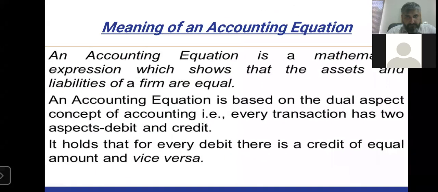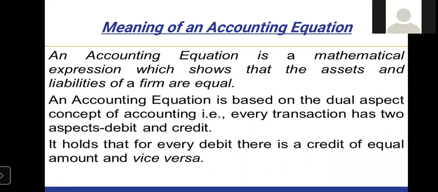Our first topic is the meaning of an accounting equation. An accounting equation is a mathematical expression which shows that the assets and liabilities of a firm are equal. It is based on the dual aspect concept of accounting, that is, every transaction has two aspects, debit and credit. It holds that for every debit there is a credit of equal amount and vice versa.